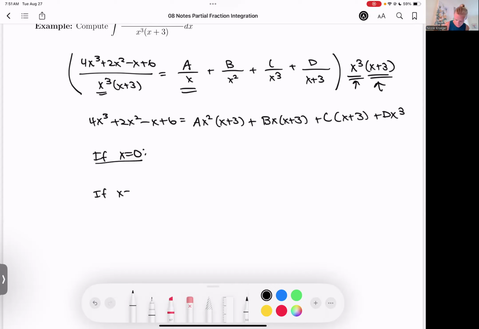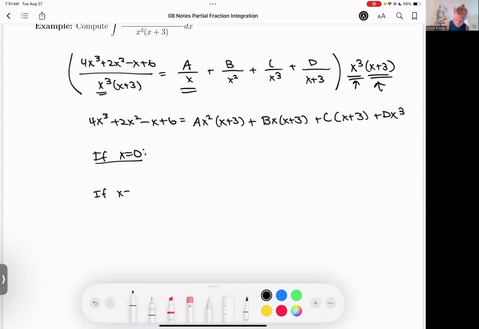Okay, so if x equals 0, my left-hand side is 6. This term and this term are all 0. So this is the only thing that's not. I'm going to be left with C times 3. So 3C equals 6, and dividing both sides by 3 gives me C is 2.